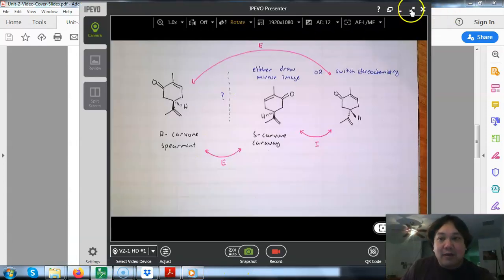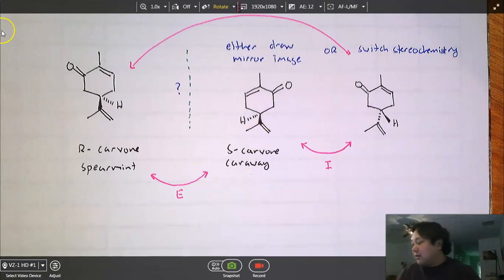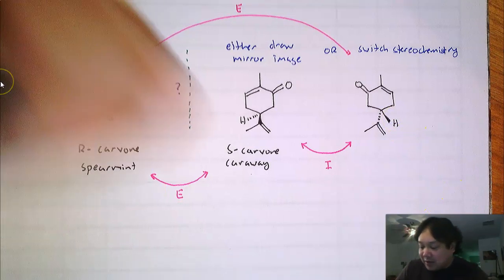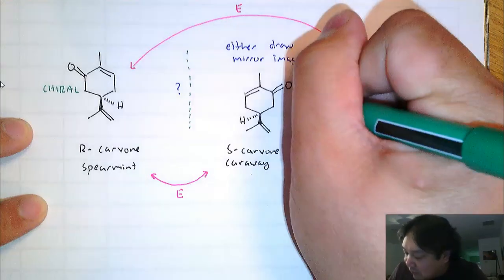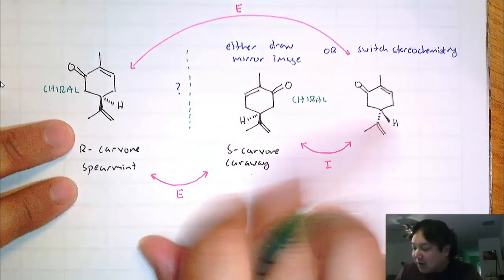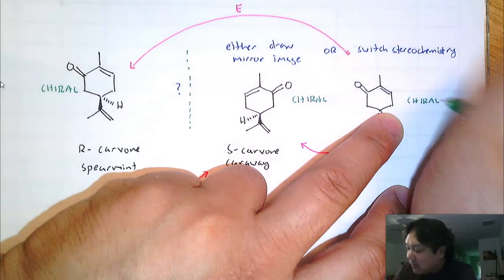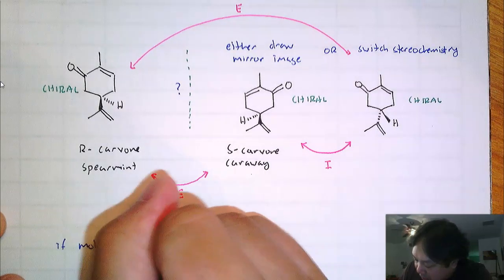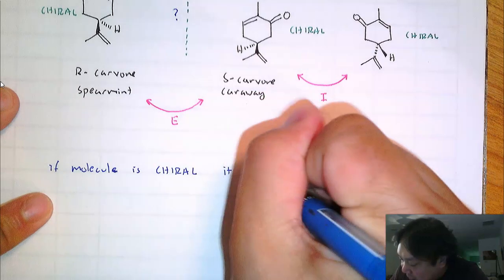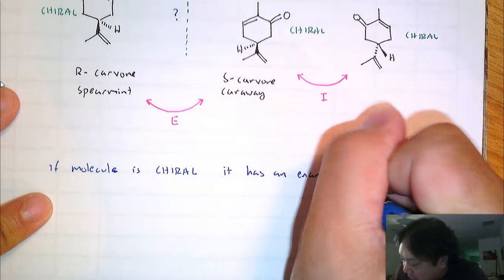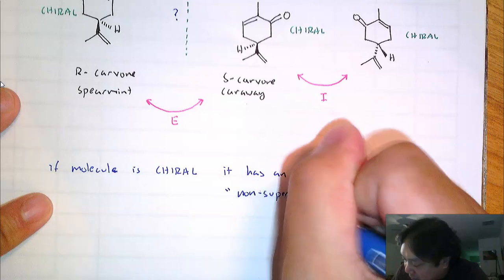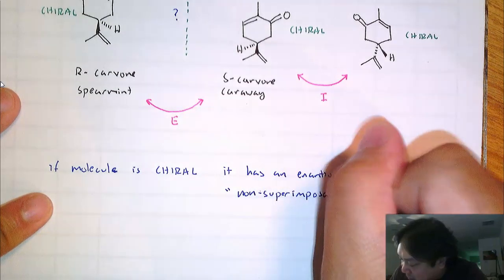Alright, let me show you now ways to figure out chiral and achiral. Because, again, if a molecule is chiral, actually I think I'll write this down, because this is a good thing to know. Okay, both of these are chiral. This is chiral also. If a molecule is chiral, what do we know about it? It has an enantiomer. It has a non-superimposable mirror image.